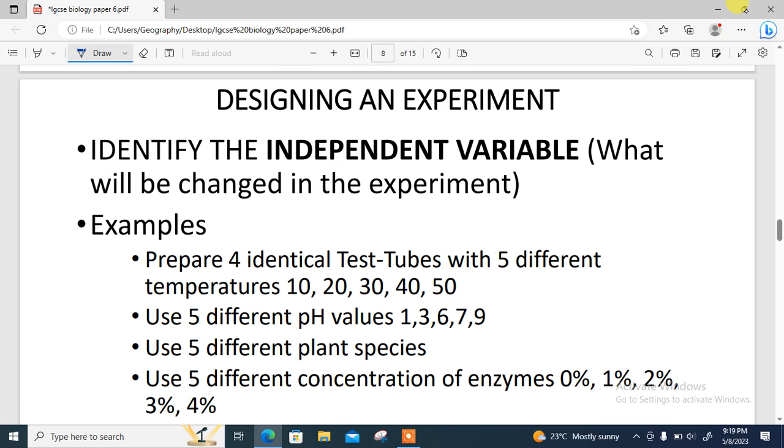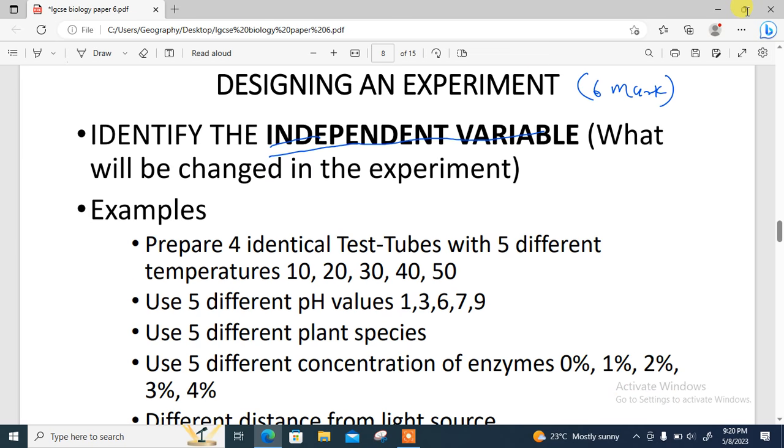So now designing an experiment. This is a 6-mark question, so you need to pay attention to all the details. I try to make it as simple as possible. Now, when designing an experiment in this alternative practical, some of the basic things you need to know are what is being listed here. First thing you need to do is to identify your independent variable in the experiment that you want to design.